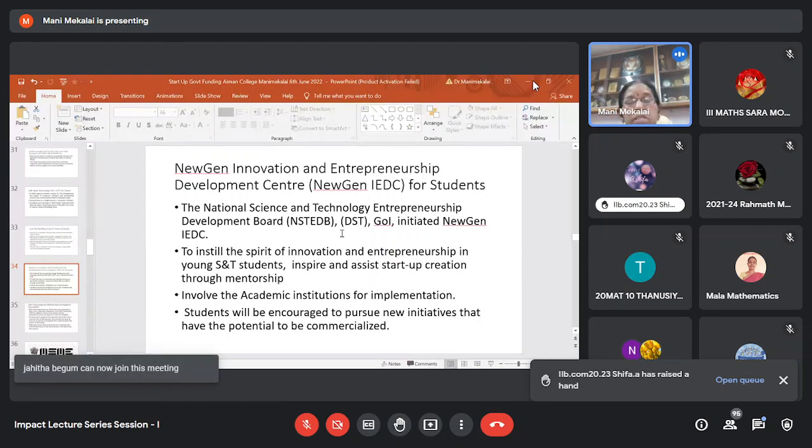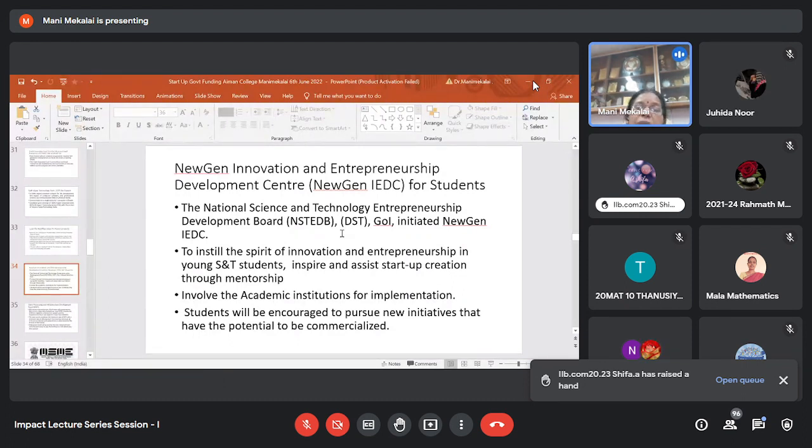Primarily to instill the spirit of innovation and entrepreneurship. The students must come out with some innovation, and they have to be captured, they have to be mentored, they have to be given support. So that is the idea of this new generation innovation.